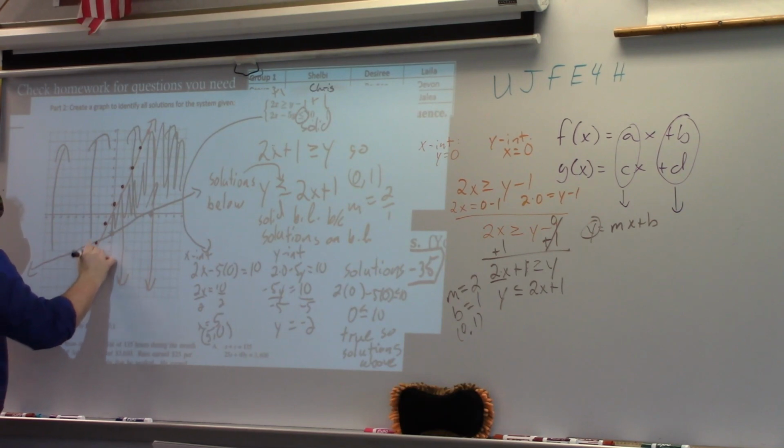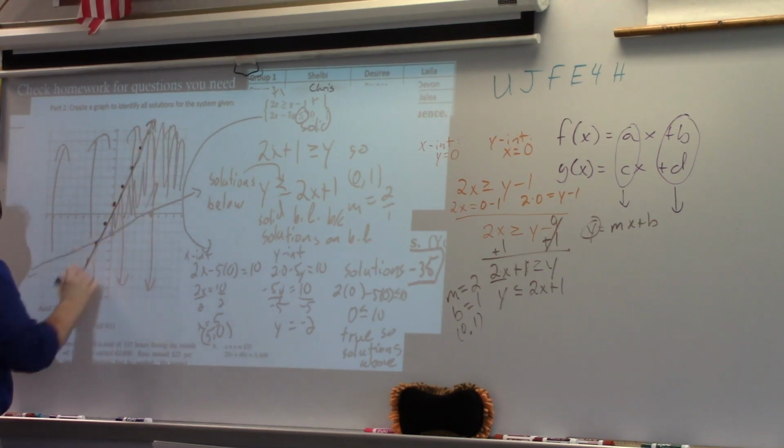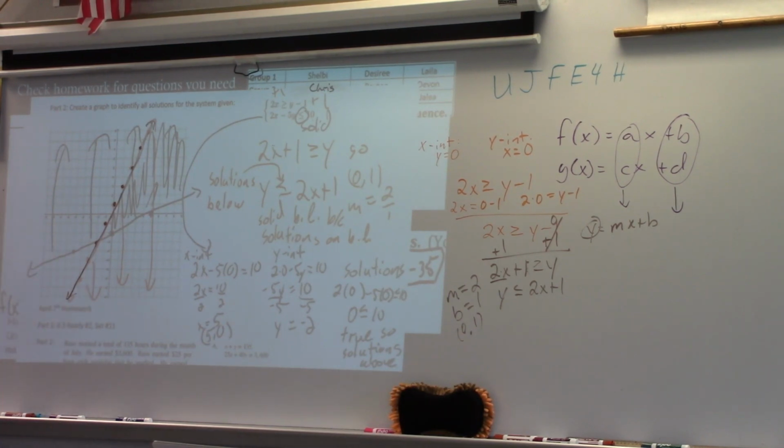And so you do need to justify why it's a solid boundary line. But then, again, why am I shading below that boundary line? I got the slope right, but I got the x-intercept wrong. You mean the y-intercept? No, I mean the x. You mean the y? Oh, I just said it. Okay.